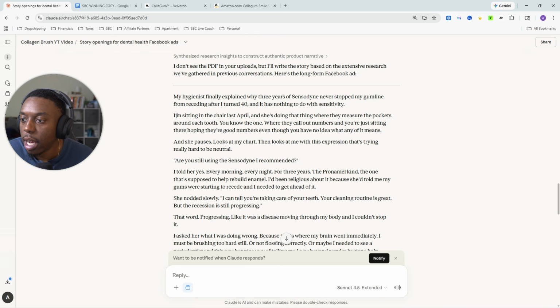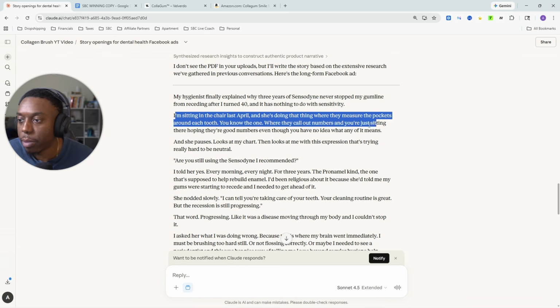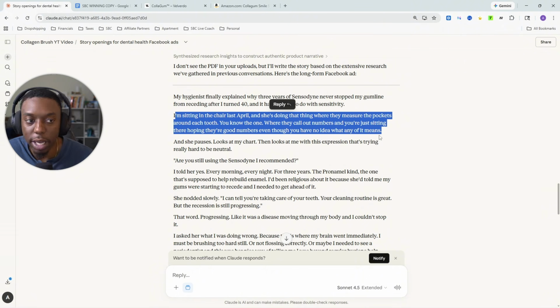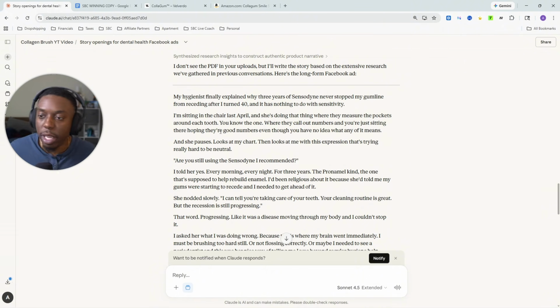So next up is: I'm sitting in the chair last April, and she's doing that thing where they measure the pockets around each tooth. You know, the one where they call out numbers and you're sitting there hoping for the good numbers even though you have no idea what they mean. Yeah, I know exactly what that means as someone that used to have braces.